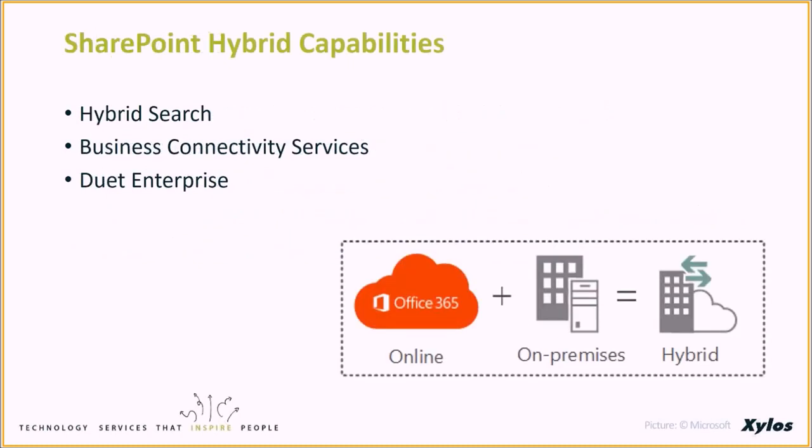If we look at the hybrid capabilities of the product, we're always focusing on hybrid search. We're focusing on hybrid OneDrive and team sites later on. But traditionally, these three things were possible if we're talking about SharePoint Hybrid, especially with SharePoint 2013. So it's first of all hybrid search, business connectivity services. That's also possible. So you can have your own on-premises data sources connected to SharePoint Online and surface that data in SharePoint Online. That is possible. And you've got Duet Enterprise for SAP integration. That was traditionally what you could do with SharePoint Hybrid. As I said, hybrid team sites and hybrid OneDrive is now also possible.